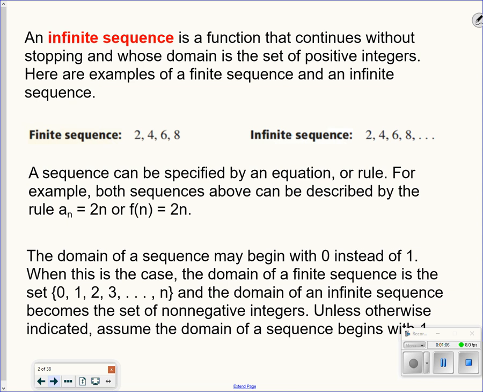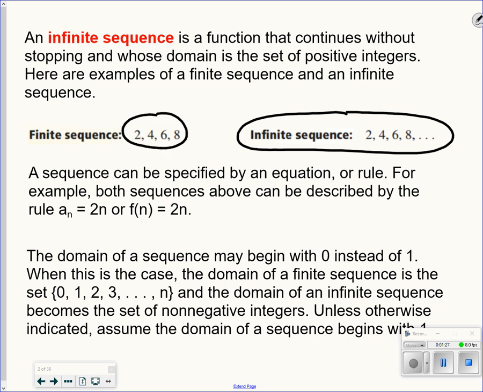Now, an infinite sequence is a function that continues without stopping. So again, dot, dot, dot, forever. So notice this one here is an infinite sequence and it never ends. So the next number would be 10, the next number would be 12, and dot, dot, dot, it goes on forever. So a finite sequence, as we just talked about, has an ending. So notice 8 is the last number.